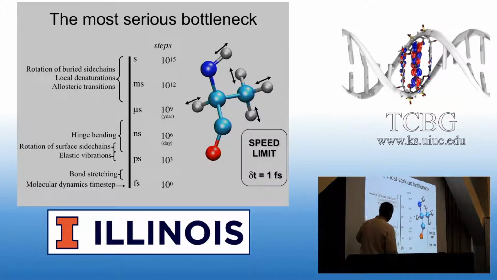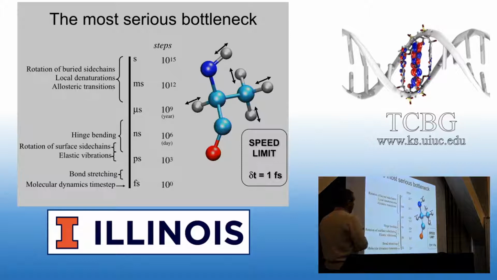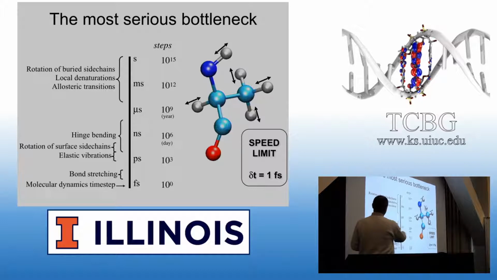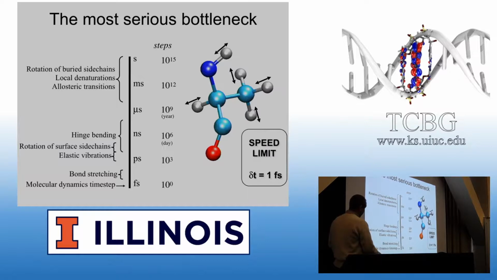So let's talk about this time scale issue, the bottleneck. This is your logarithmic scale of the time scale. Now if you look at what is happening in a biological system, in a molecular system, bond stretching is some fast vibrational degree of freedom. It happens on a femtosecond time scale. Well, if you want rotation of side chains, especially if they are buried, or hinge bending of some parts of the protein, you have to start to go to the nanosecond time scale.